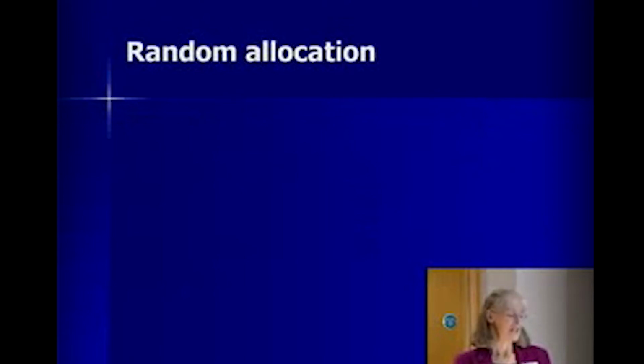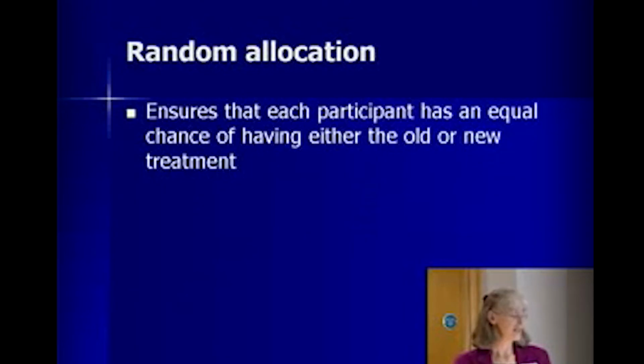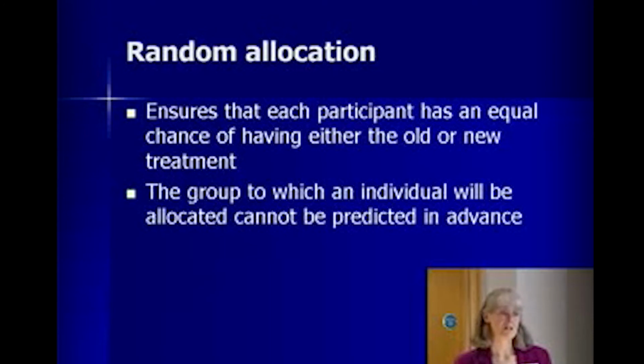Random allocation then ensures that each participant has an equal chance of having either the old or the new treatment. And that's coming from the ethical principle of fairness and justice, that people have the equal opportunity to be in either. It also ensures that you can't predict the group in advance. So I, the researcher, can't decide I'm going to plonk you into group A or group B because I think you'd get on better there. And likewise, the participant can't choose which one they'd like to have.